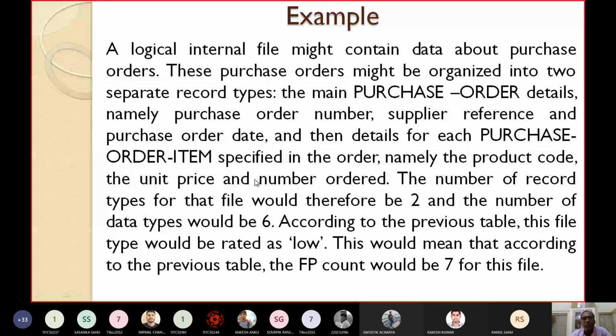So we can conclude that the number of record types for that file would be 2. One is purchase order, another is purchase order item, and the number of data types will be how much? For this purchase order, 3: order number, supplier reference, and purchase order date. Here 3, and here also 3 for the item: the product code, unit price, and number ordered. So 3 plus 3 is 6.